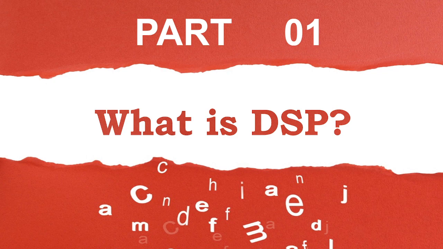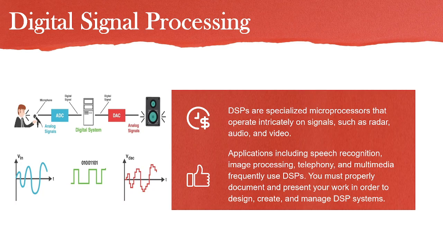So, part one, what is DSP? DSPs are specialized microprocessors that operate intricately on signals such as radar, audio, and video. Applications include speech recognition, image processing, telephony, and multimedia, where DSPs are frequently used. DSPs are available everywhere, including in your home, in your work, in school, and many more. DSPs are commonly used to process signals, as in this image, for example.